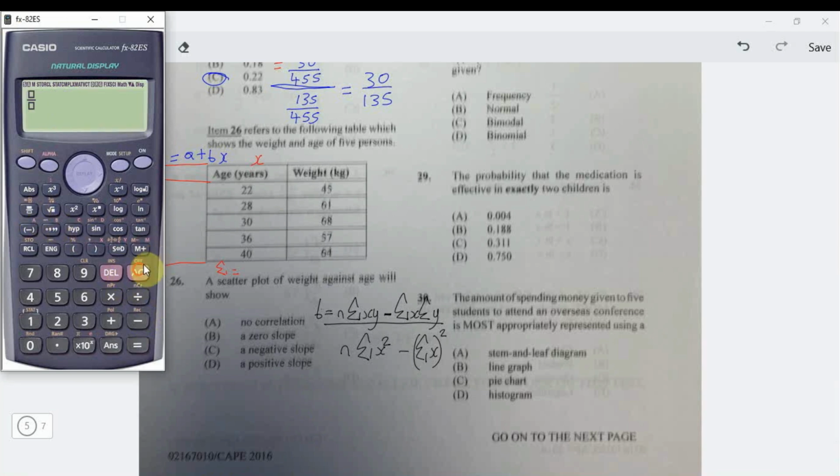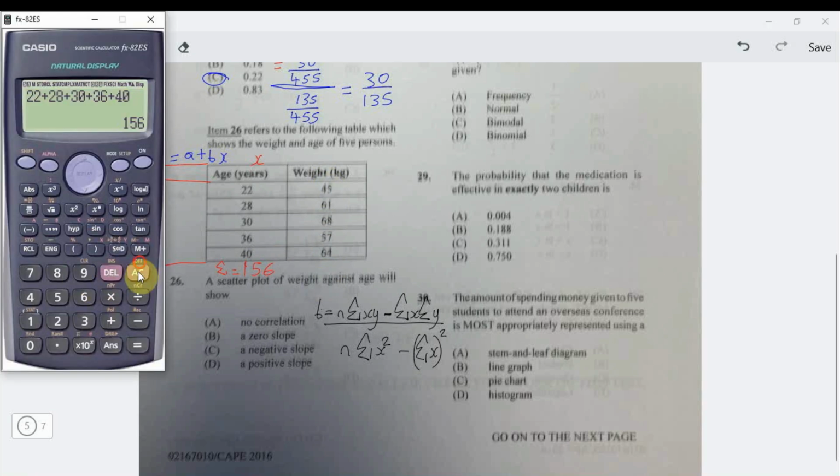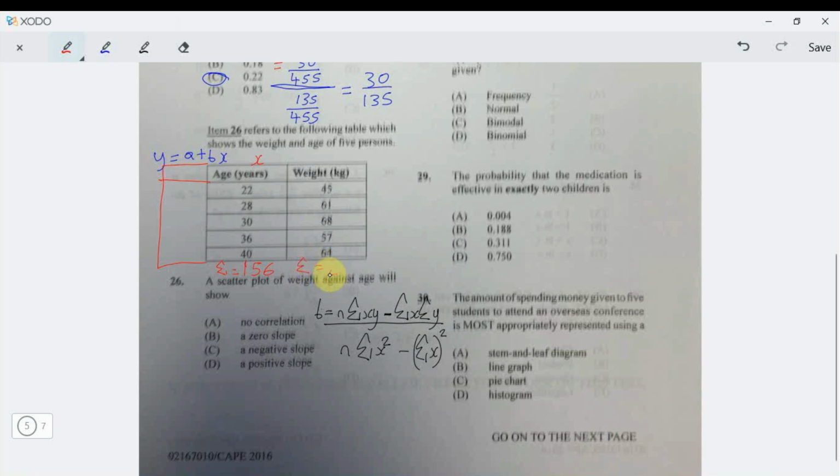It's so beautiful. Alright, so 22 plus 28 plus 30 plus 36 plus 40. Add that up. I get 156. Is that really 156? 1, 2, 3, 4, 5. Yes, so that's 156. Just making sure I didn't make any error. Then the sum of y, add those up, the weights. 45 plus 61 plus 68 plus 57 plus 64. Add them up and we'll get 295. So the sum of y equals 295.